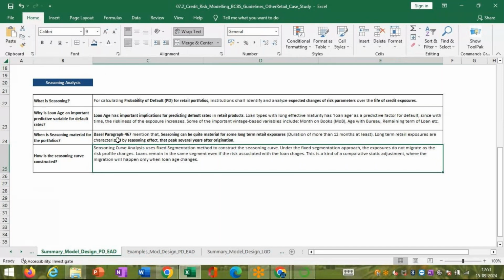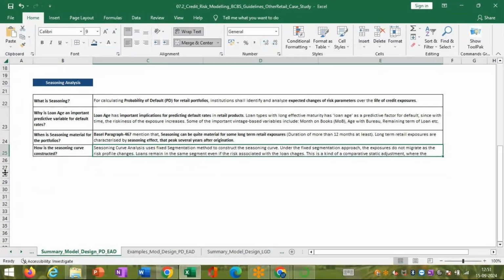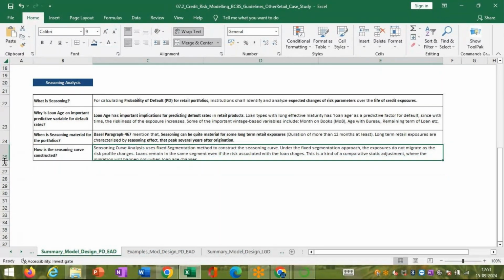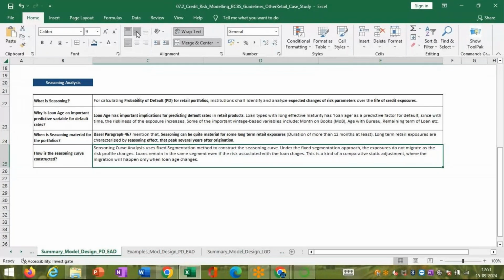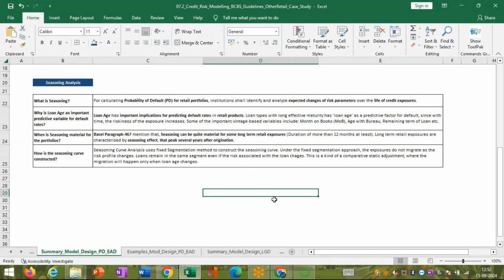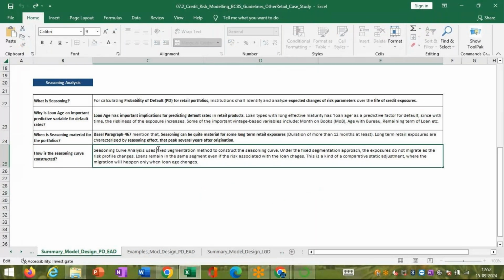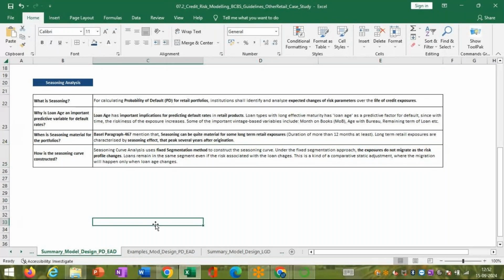I'll show you a very simple example, and explain this risk profile movement with some basic examples. But before that, let's highlight the keywords. First is the fixed segmentation method to construct the seasoning curve. Under the fixed segmentation approach, the exposures do not migrate as the risk profile changes. That means you are not moved from one segment to another, even when the variables that explain your riskiness change.